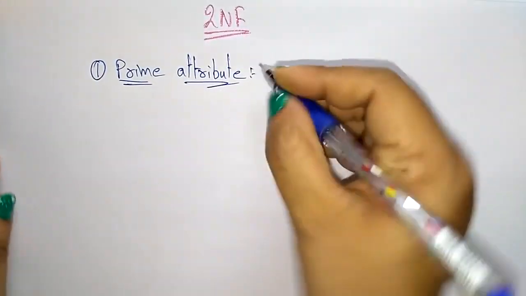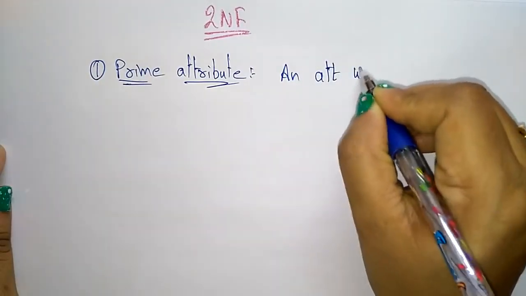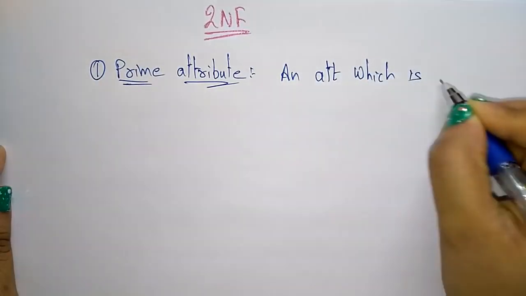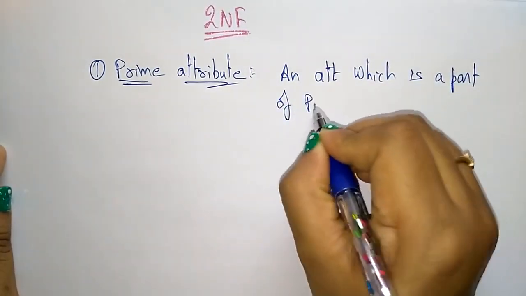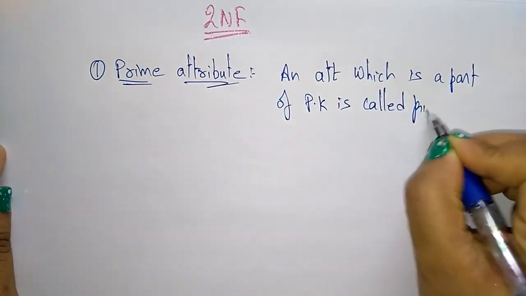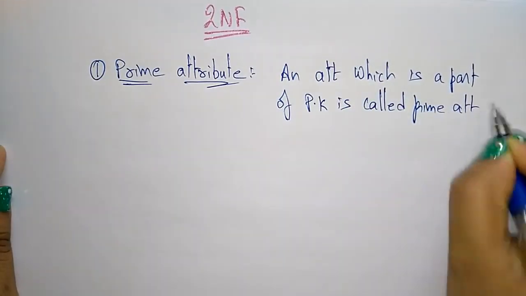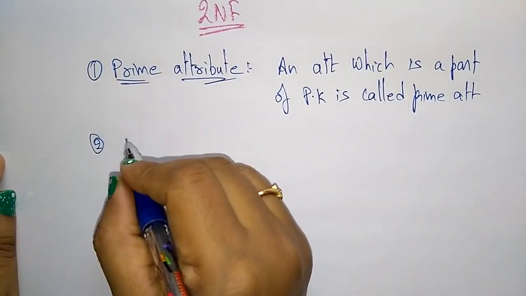Prime attributes are nothing but an attribute which is a part of the primary key. So an attribute which is a part of a primary key is called a prime attribute. Then what about the non-prime attribute?